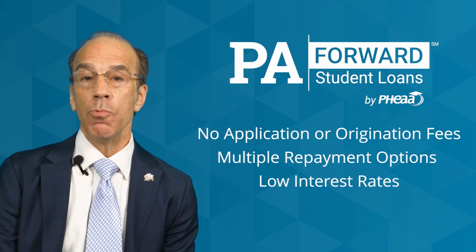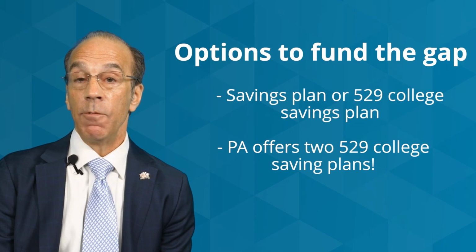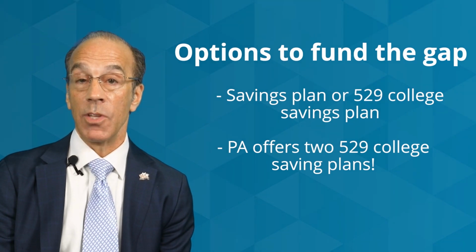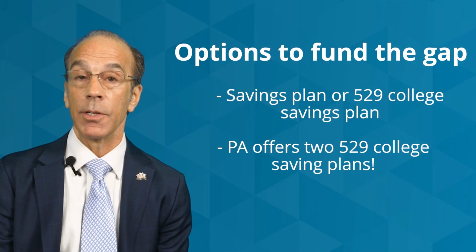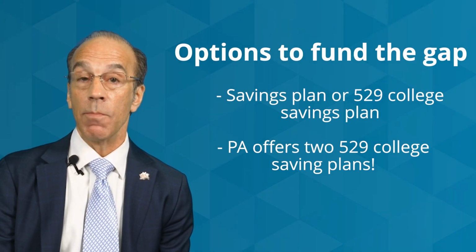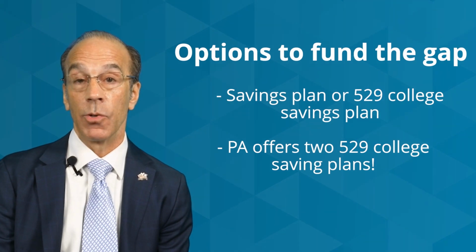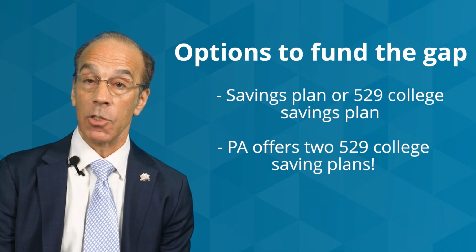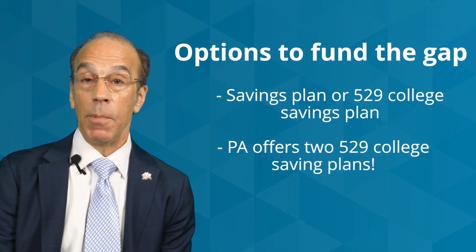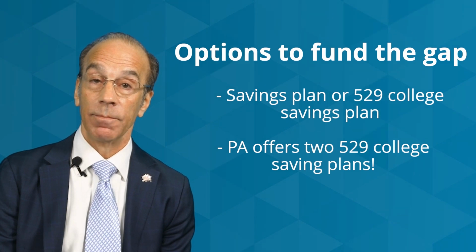Some other options you may want to consider is a savings plan or a 529 college savings plan. If you do not have a 529 college savings plan, it's not too late to set one up, even if the student has already started college. There could be some other cost savings and benefits you can use in meeting your educational expenses. Pennsylvania offers two 529 college savings plans. You can contact the PA Treasury Department to learn more about the plans offered by Pennsylvania.